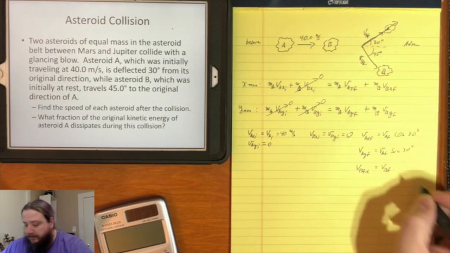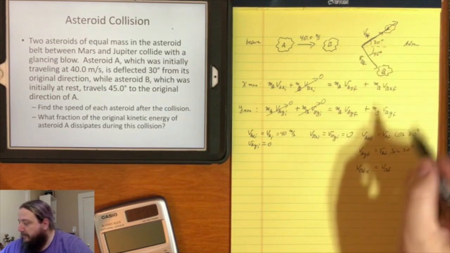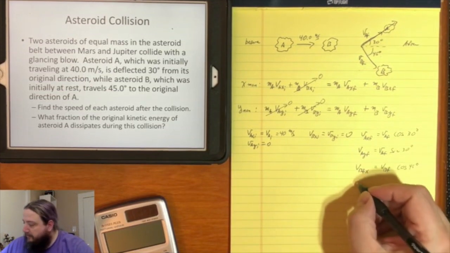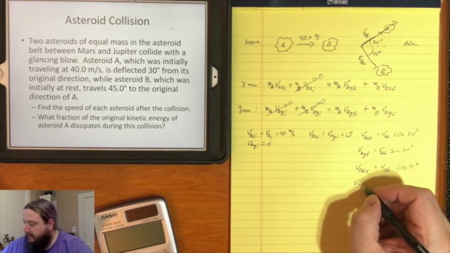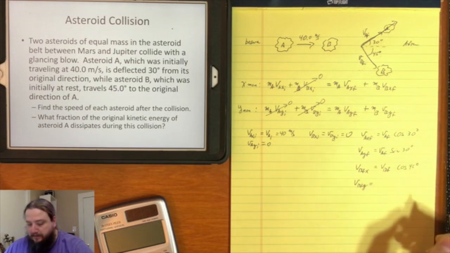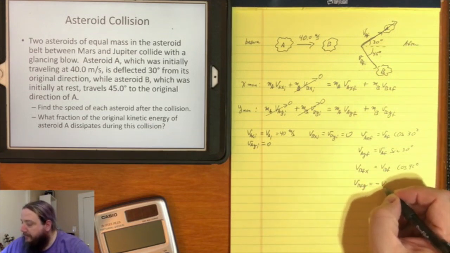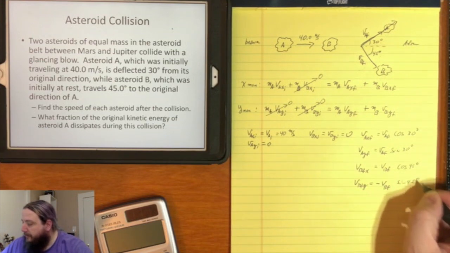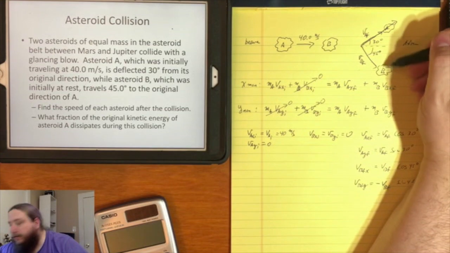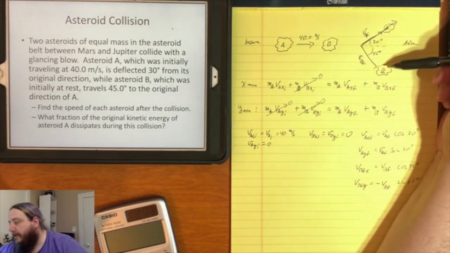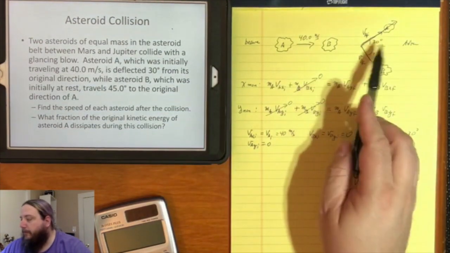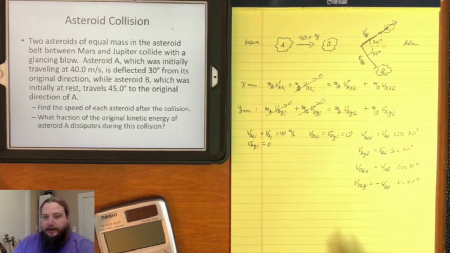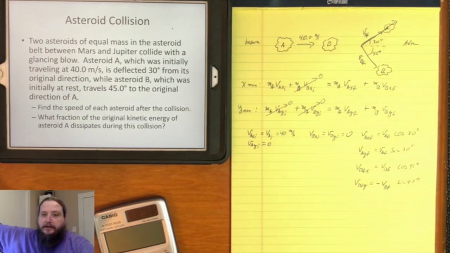And similarly, the velocity of B in the x direction, that's going to be the velocity of B final times cosine of 45 degrees. And the velocity of B in the y direction is going to be minus VBF times the sine of 45 degrees, minus because the y component of B is downward while the x component of B was forward, and the x component of A was forward and the y component of A was forward. But this one here is a negative sign.